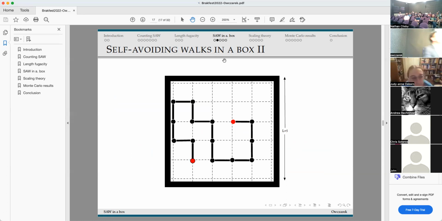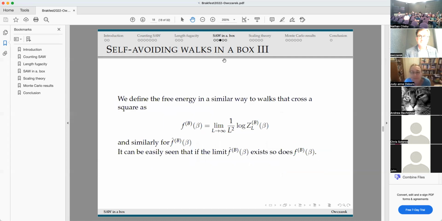So that's the physical motivation, as I said before: walk polymers inside a mesoscopic pore, if you want to sell it to physicists. And we can define a free energy in the same way as we defined a free energy for walks crossing a square, starting at one corner and ending at the other.